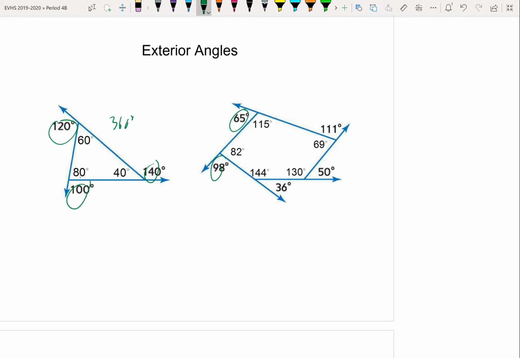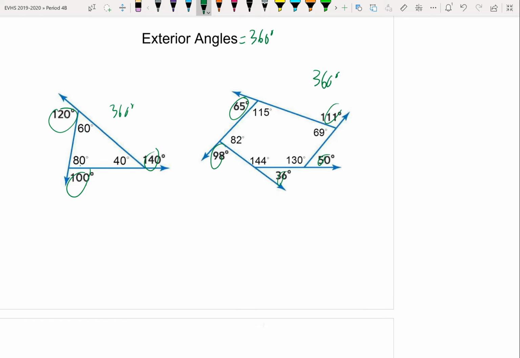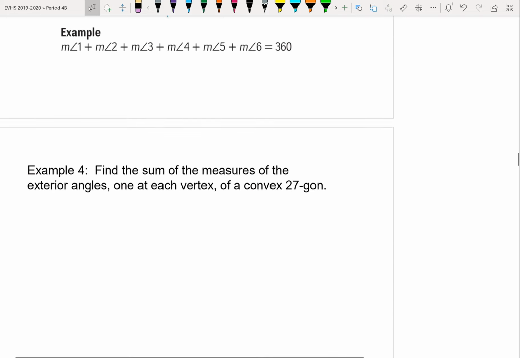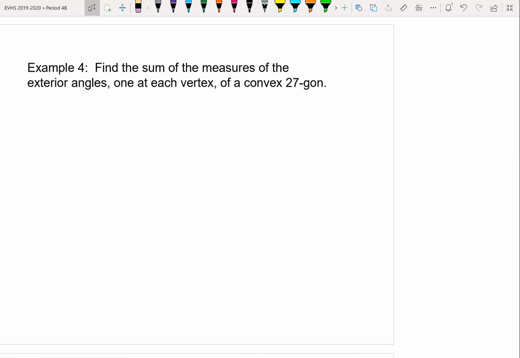You'll also notice that if I add up all of these exterior angles, my sum is still 360 degrees. So that's it. It doesn't matter how many there are, the sum of the exterior angles is always 360 degrees. So the exterior angle sum theorem is that the sum of the exterior angle measures of a convex polygon, one at each vertex, is 360. End of story. So find the sum of the measures of the exterior angles, one at each vertex of a convex polygon, and I don't care what that number is right there. The answer is 360 degrees.